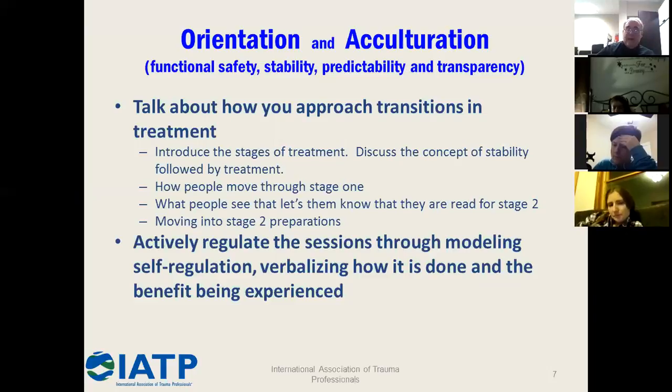The next piece is to actively regulate the sessions through modeling self-regulation. We talked a little bit about that when we were talking about the physiology piece, but this is actually modeling your own skills at regulating. You don't want any of these things to be more than 60 to 75 seconds long. You don't want them to require any kind of artifact other than the body itself.